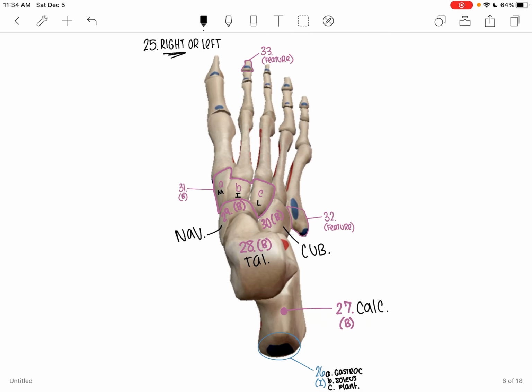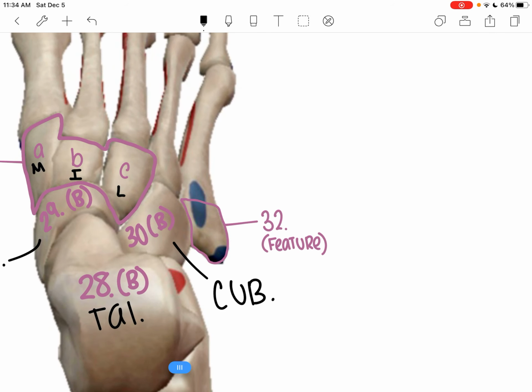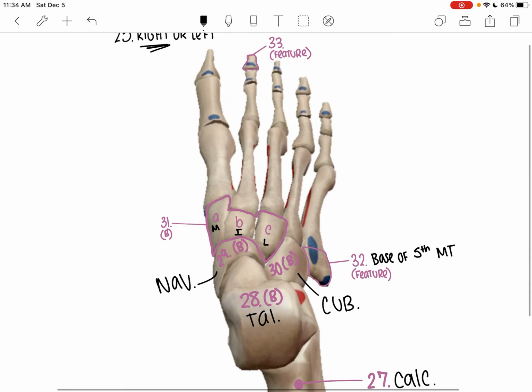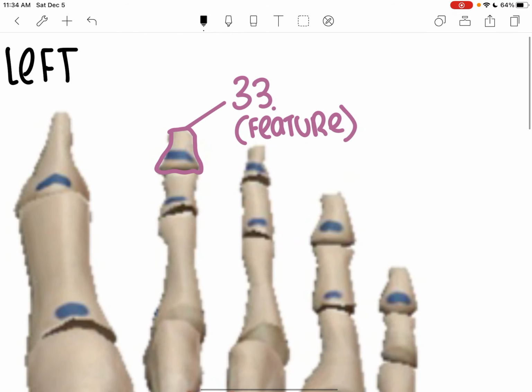Now the specific feature for number 32, that's going to be the base of the 5th metatarsal. And lastly, number 33 is going to be the distal phalanx of the 2nd phalange.